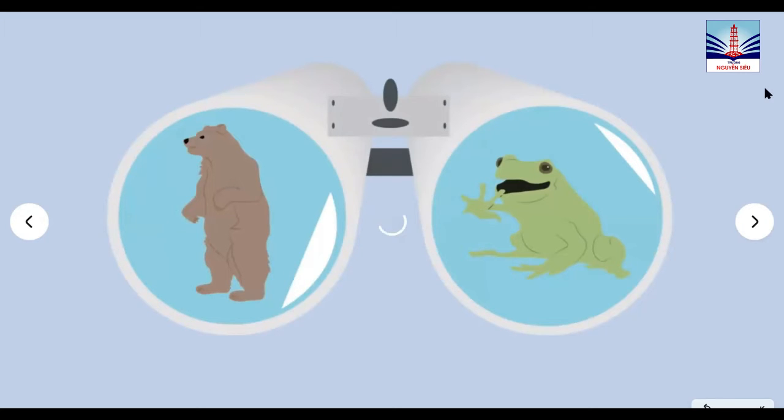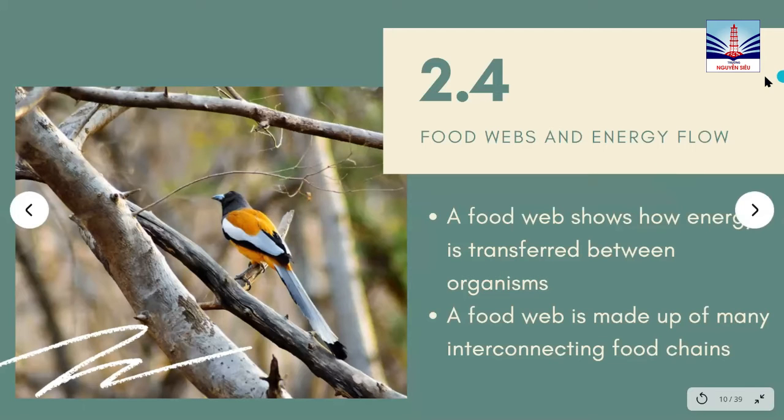Okay, so we'll go to Unit 2.4, the food webs and the energy flow. A food web shows how energy is transferred between organisms, and it is made up of many interconnecting food chains.